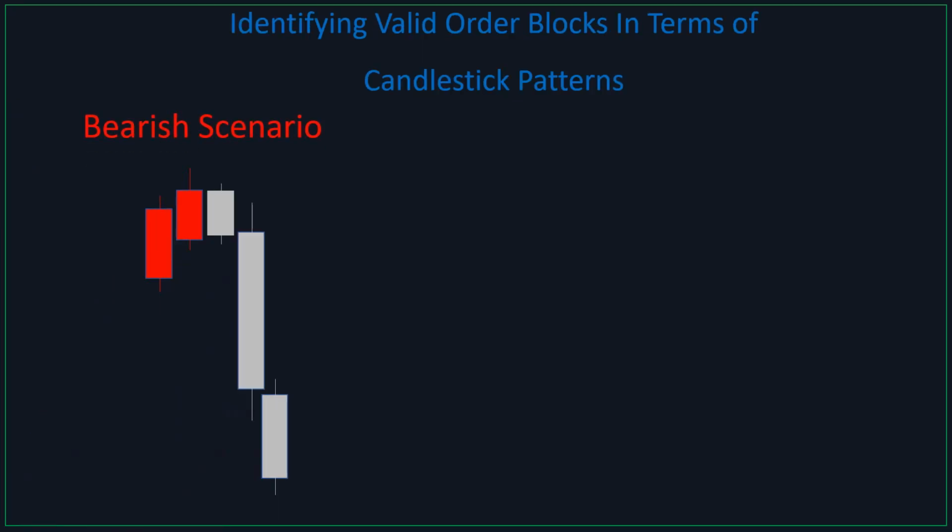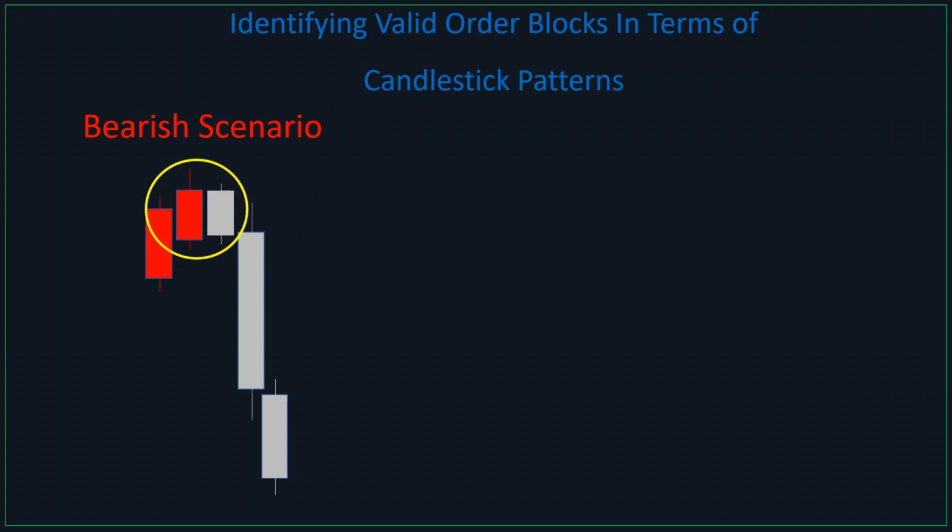So our next topic is identifying valid order blocks in terms of candlestick patterns. In a bearish scenario, we know that an order block is the last bullish candle before the start of a strong downward movement. When we're looking at this area right here, we notice that it is the last bullish candle before the start of a strong downward movement.